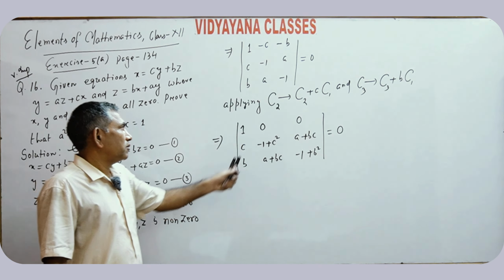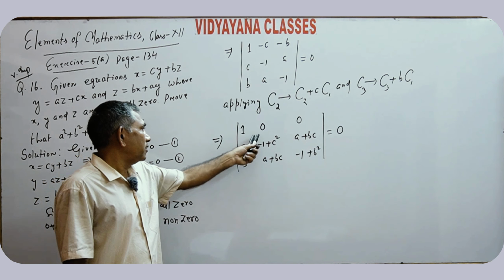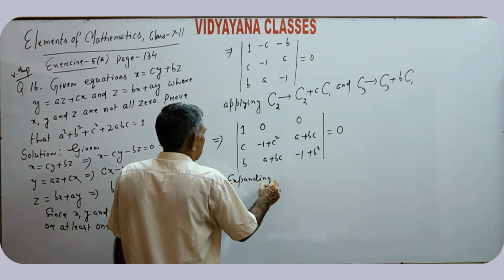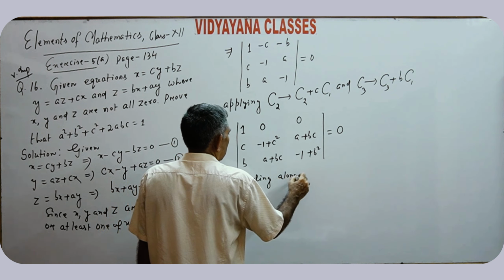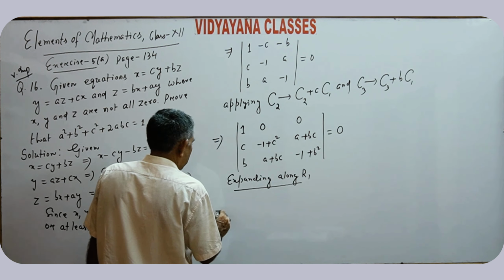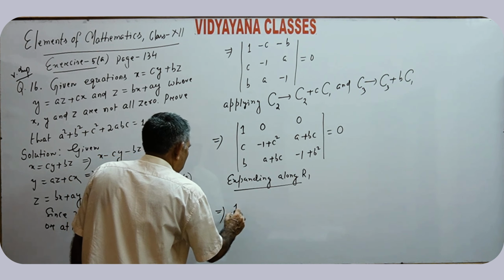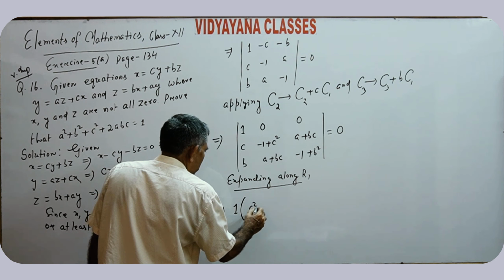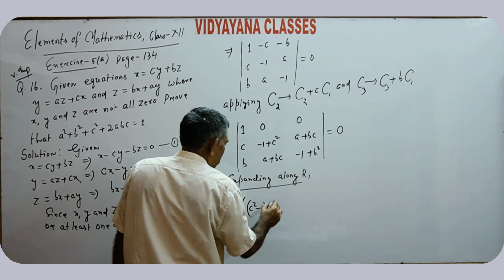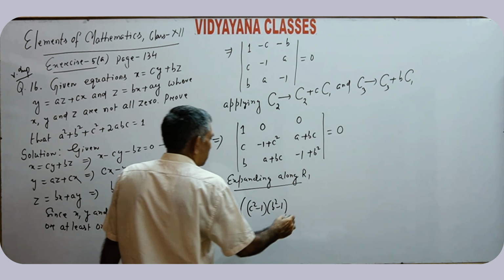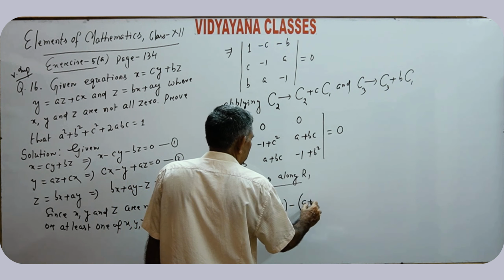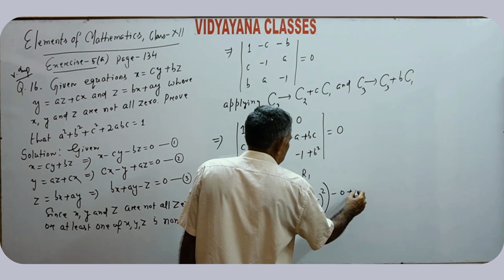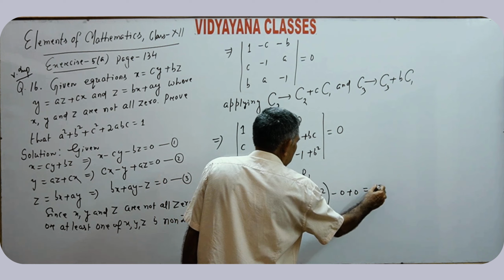Row 1 contains 2 zeros. So expanding along row 1 implies 1 this into this, C square minus 1 into C square minus 1 B square minus 1 minus AB plus BC whole square minus 0 plus 0 is equal to 0.